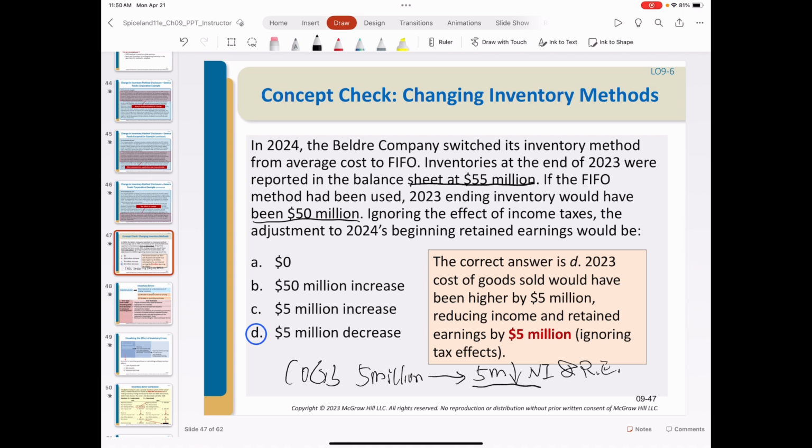Because a reduction in earnings is equivalent to a reduction in retained earnings, this reduction will be adjusted to the beginning balance of 2024 in the retained earnings account. So we will reduce $5 million to the retained earnings account.